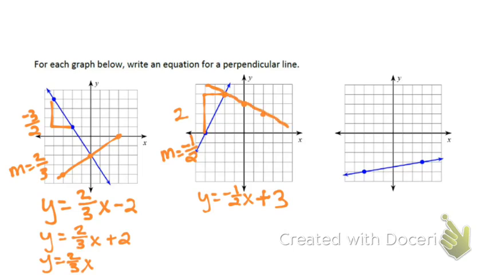Okay. Again, you can pick any y-intercept. You could do y equals -1/2 x minus 3, or y equals -1/2 x. As long as it has this opposite reciprocal slope, it will be perpendicular. And I'll give you just a moment with your group to do the last example.